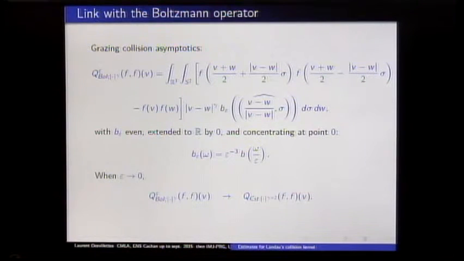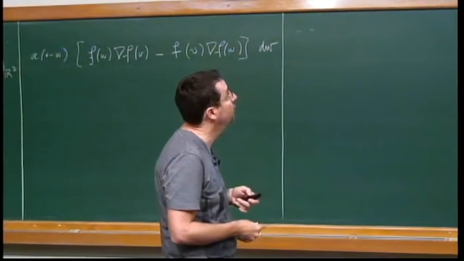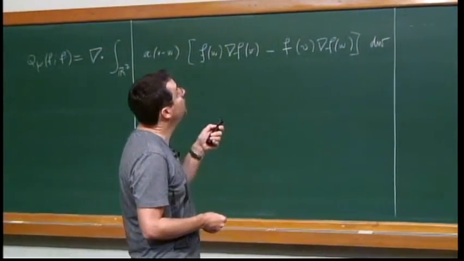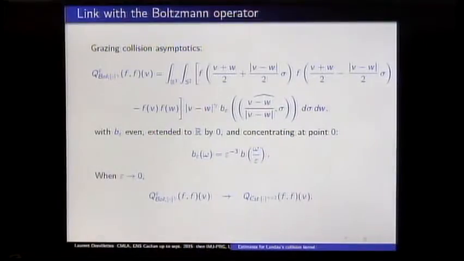So let me now explain the relationship between this operator and the standard Boltzmann operator of kinetic theory. So here I've written down the Boltzmann operator such as it was written by Boltzmann in the 19th century. And this is also exactly the same formula as the one which was presented yesterday by Professor Hundertmark.